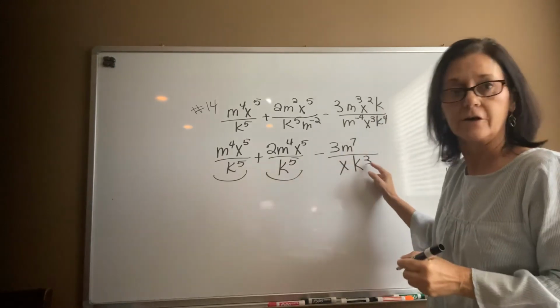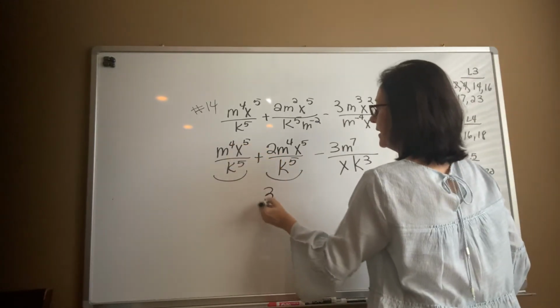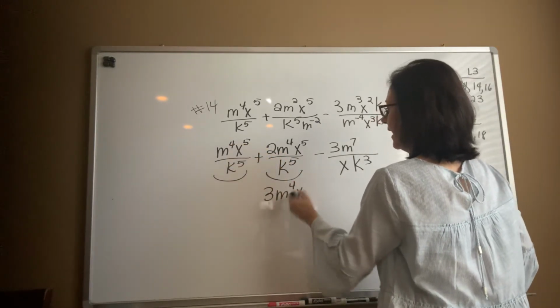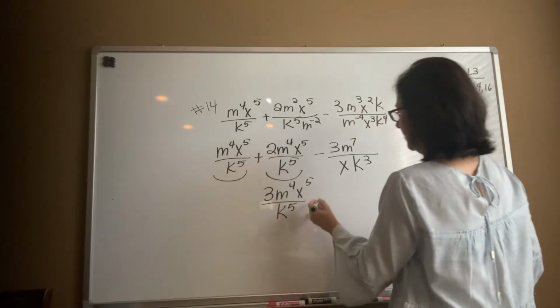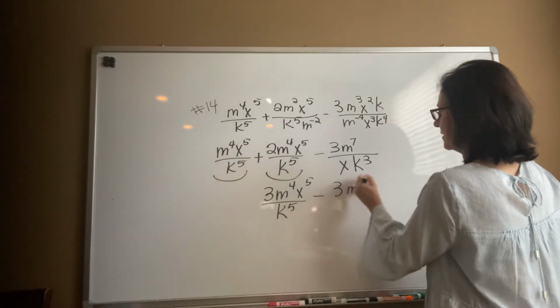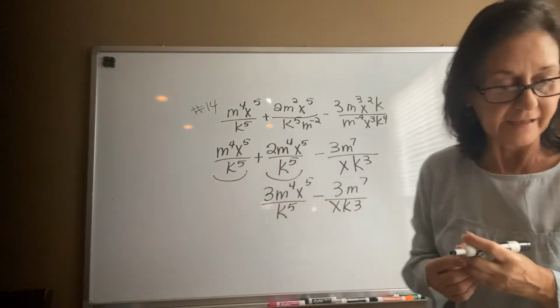This is not a like term. All right, so we're combining these. 1 plus 2 is 3. M to the 4th, x to the 5th, over k to the 5th, minus 3m to the 7th over xk cubed. That is the solution.